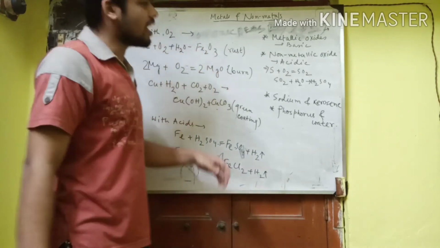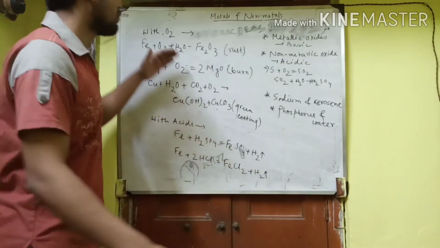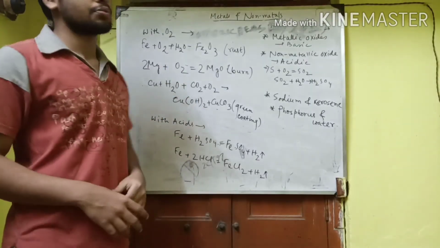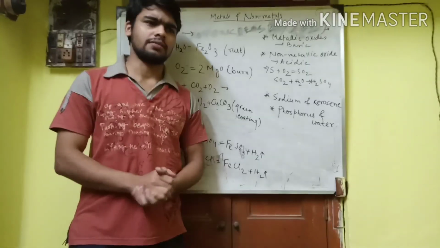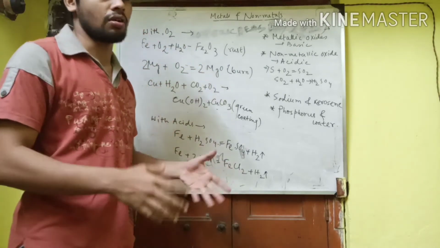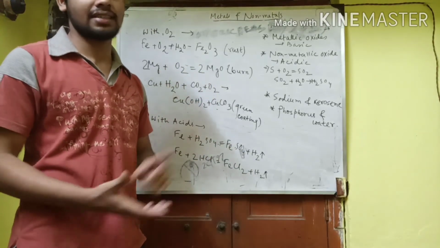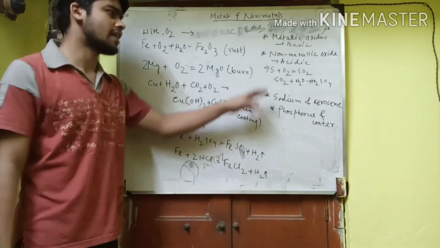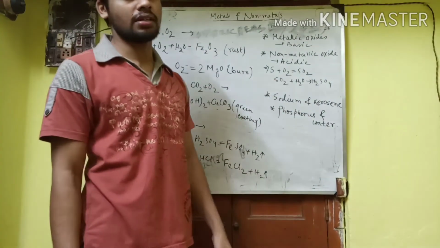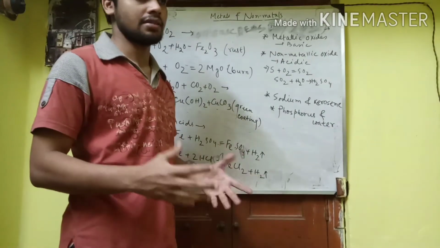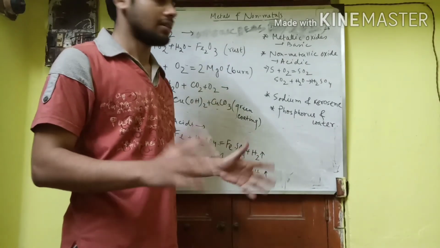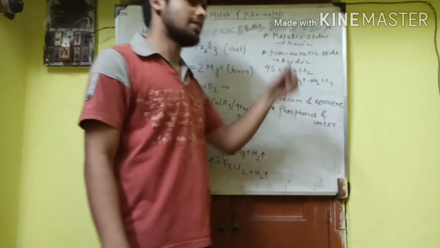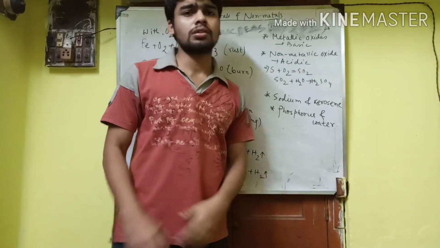Non-metallic oxides: similarly, non-metals also react with oxygen and form various oxides, non-metallic oxides, and they are acidic in nature. For example, sulfur is a non-metal which reacts with oxygen and produces sulfur dioxide, which is basically a very dangerous pollutant. And this sulfur dioxide, when dissolved in water, produces H2SO4, that is sulfuric acid.